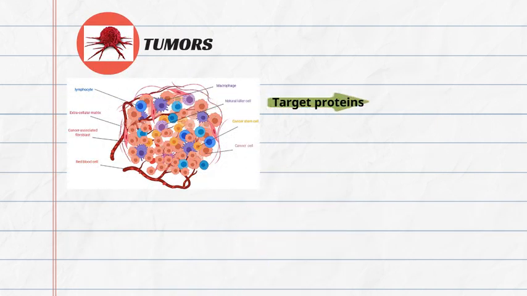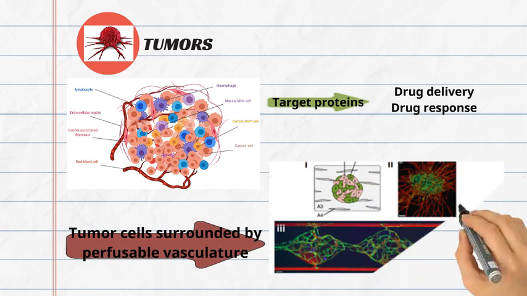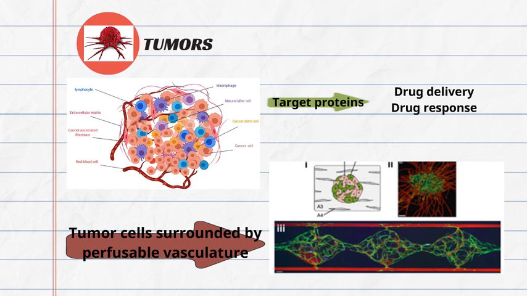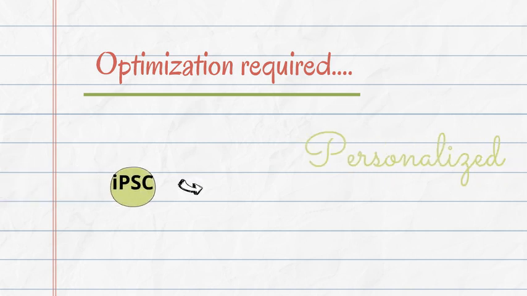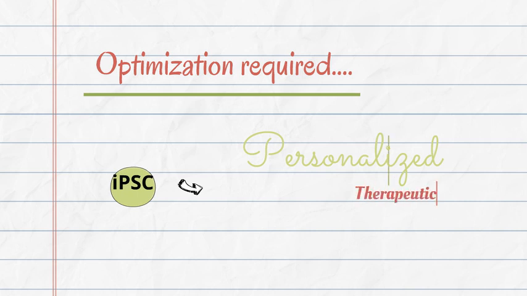The main objective regarding tumors is to represent the microenvironment, as the proximity to the vasculature influences the expression of target proteins in the tumor, affecting drug delivery and drug response. Tumor cells suspended in a 3D extracellular matrix have been cultured, surrounded by perfusable human cell-based vasculature. An optimization of the platform is required to characterize the 3D architecture and associated effects, as well as the signaling of vascular cells and influential drug delivery. The use of patient-derived induced pluripotent stem cells will personalize the platform for therapeutic screening.